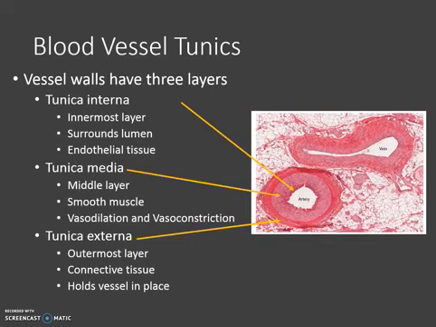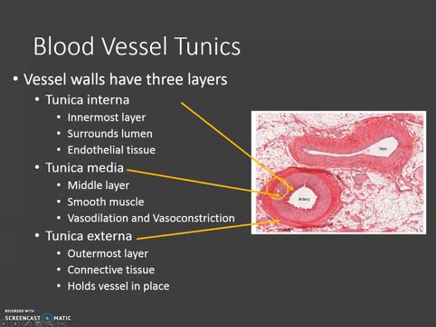But in general, blood vessels have 3 layers called tunics. So the tunica interna is the innermost layer. And you can see it here on the artery pretty clearly. It's also on the vein, it's just not as clear. And so the tunica interna is made up of endothelial tissue, which is a type of epithelial tissue. So it's the innermost layer, and this is the layer of the blood vessel that's actually in contact with the blood.